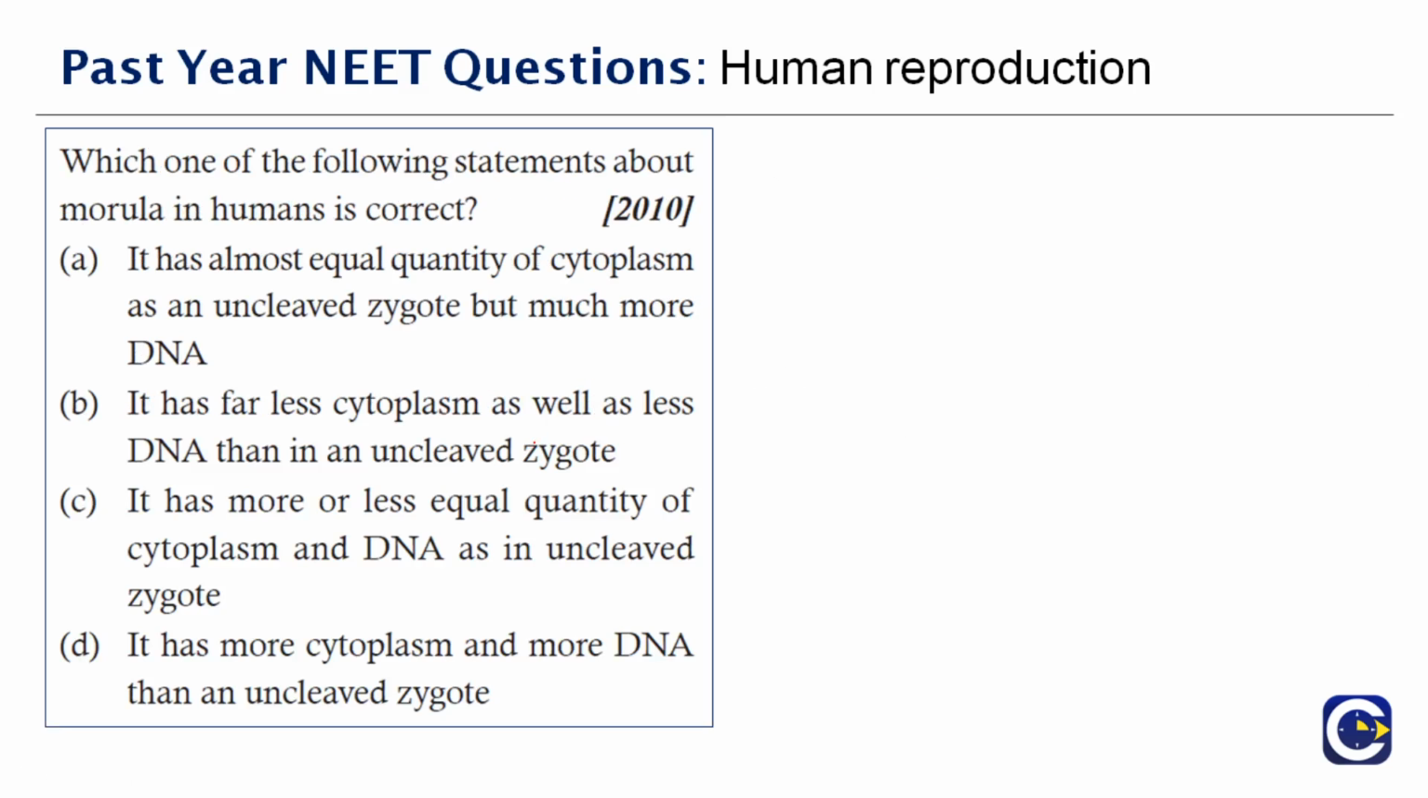Next question here. Which one of the following statements about the morula in human is correct? What do you think would be the answer here? But before that, let's discuss what is morula. Have you heard about the term morula? It is a solid ball of cells resulting from the division of the fertilized ovum and from which a blastula is formed. You can call it a solid ball. Now that I've given you the answer, you should be able to understand what the answer is.